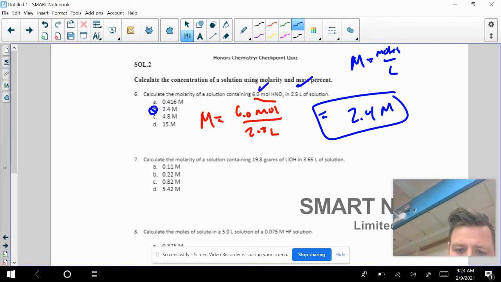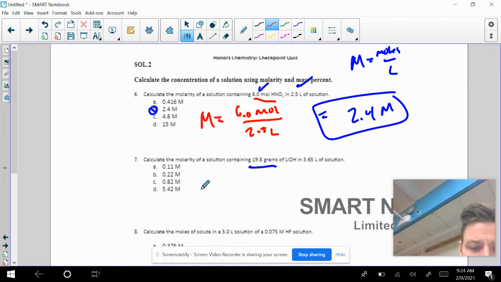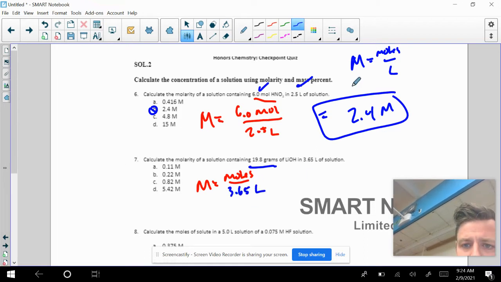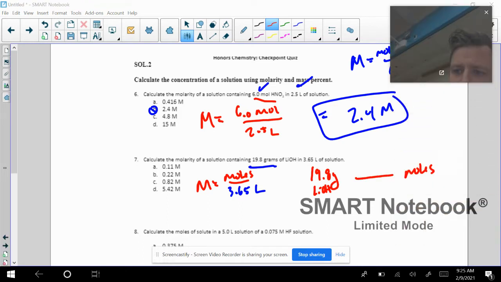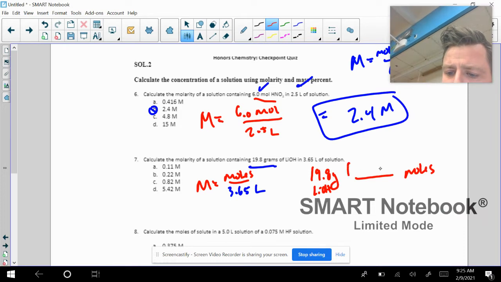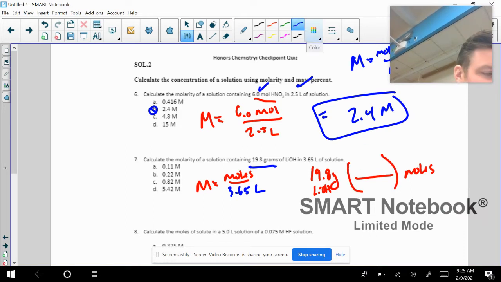Calculate the molarity of a solution if you have 19.8 grams in a 3.65 liter solution. If I want to figure out big M, I have to find moles. I can't just plug in 19.8, and I know it's 3.65 liters. To figure out moles, I have 19.8 grams of LiOH. How many moles is that? I have to do a molar mass conversion.